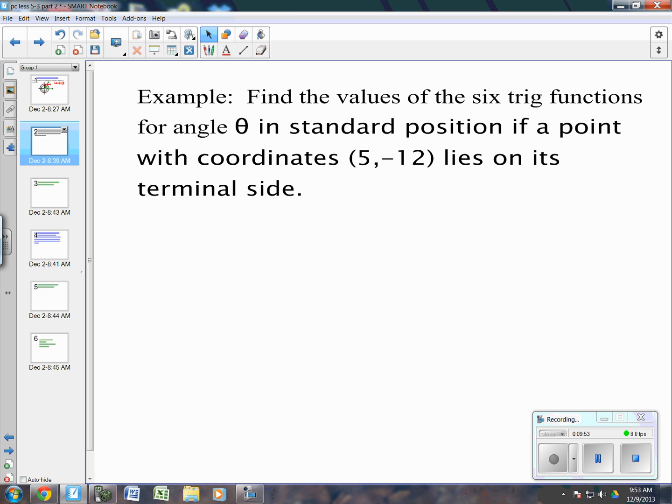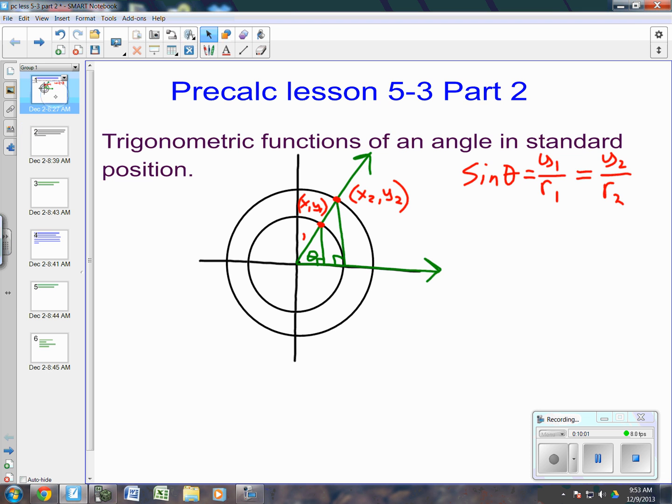So, example, we're going to find the values of the 6 trig functions for an angle theta in standard position if a point with coordinates 5, negative 12 lies on the terminal side. I'm going to back up a second, and we are going to define these. So I want you to write these in your notes right here.